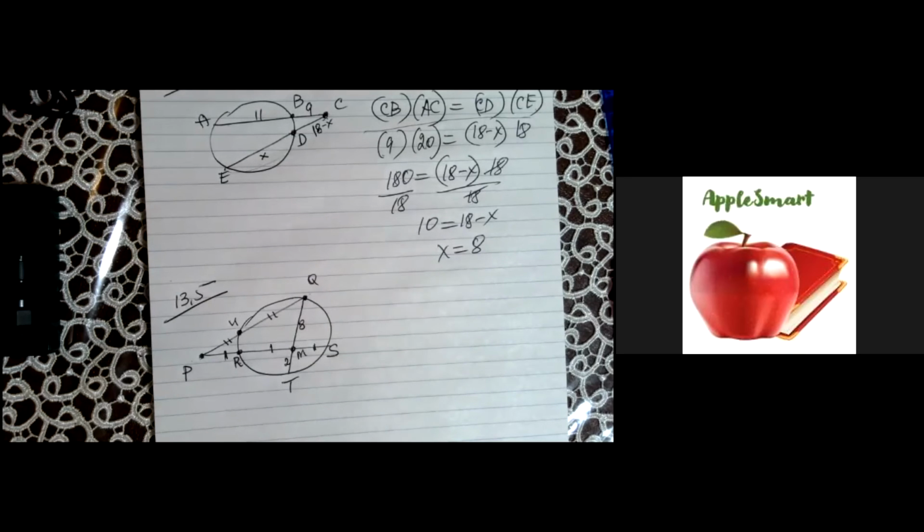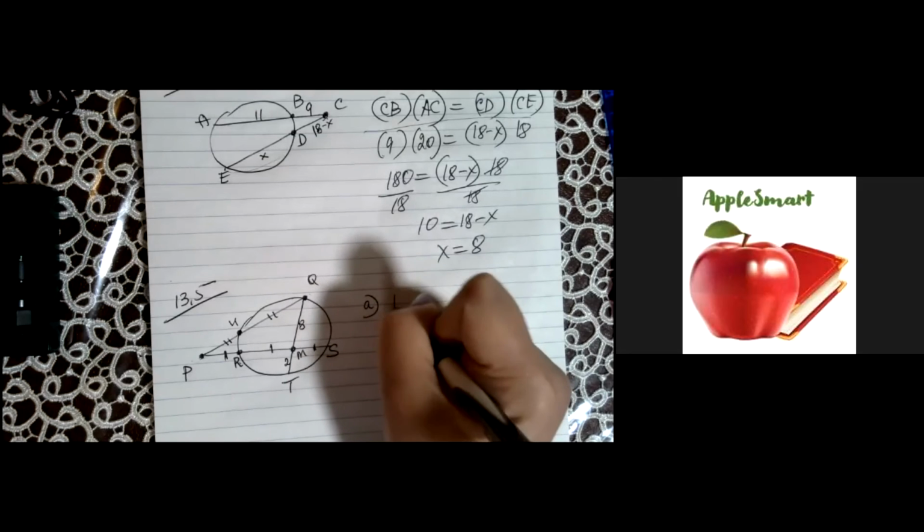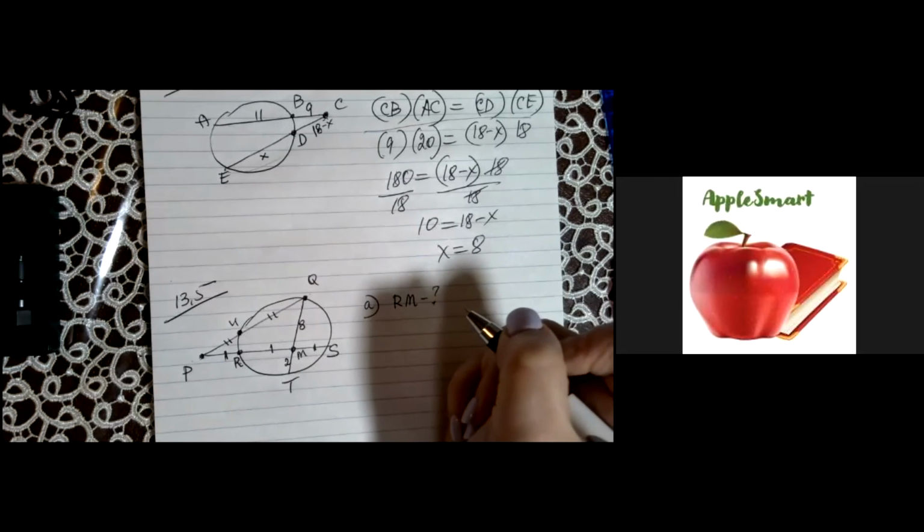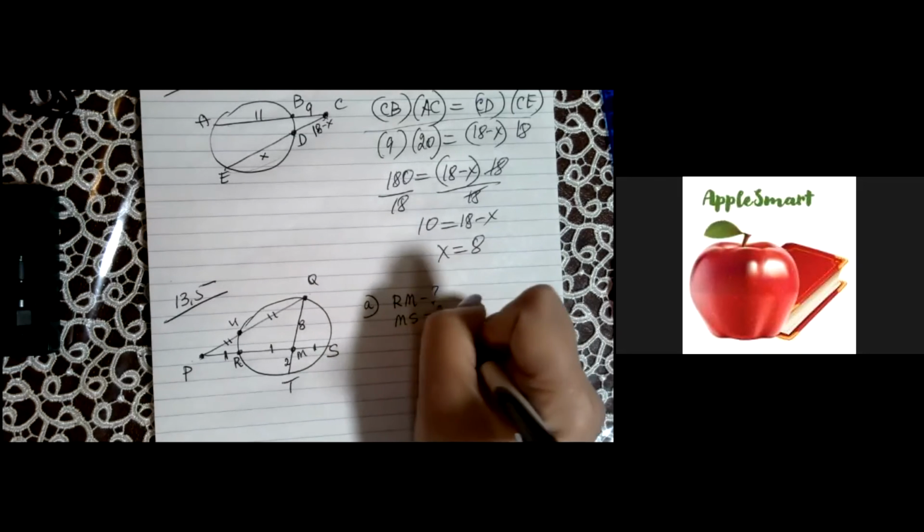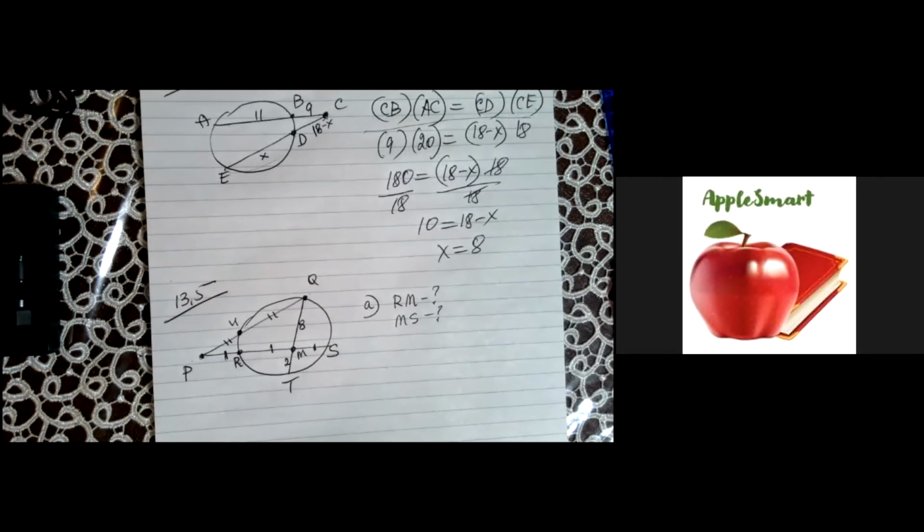And first we have to find RM. So A, find RM and MS. That's question A. And then we have question B, but we'll talk about it later if we have time. So we have to find the length of RM and MS. First of all, what do we know about RM and MS? What do we know about them? Anybody? Are they equal? No? Anything? Am I right? Am I wrong?